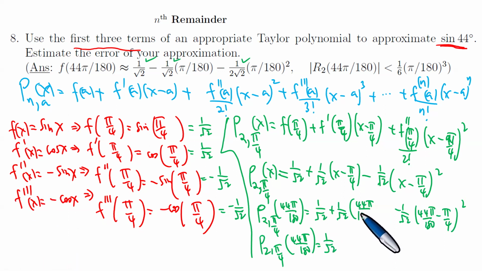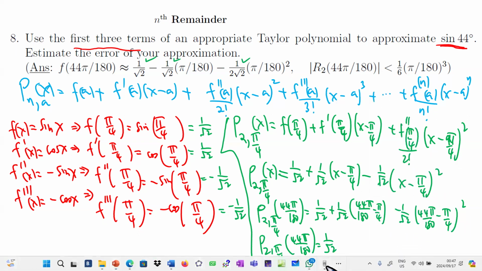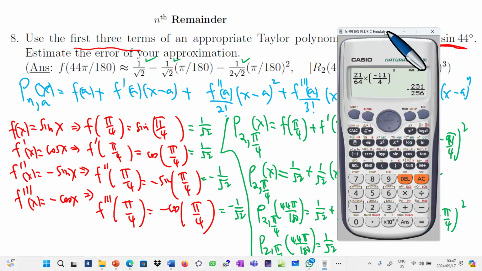So this is 44 pi over 180 minus pi over 4. So what is this? Let us check this out. Think of this and find the estimation of this one. Check the taskbar and launch the calculator and just do some algebra.